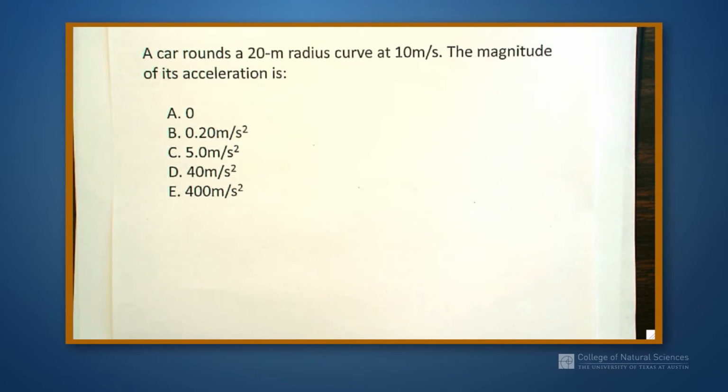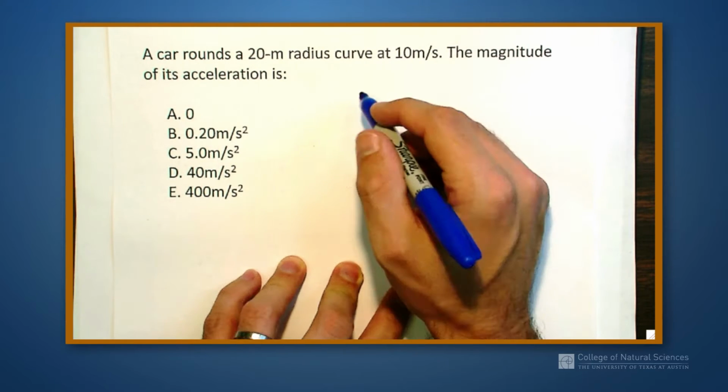So let's look at circular motion and this problem in particular. It says a car rounds a 20-meter radius curve at 10 meters per second. The magnitude of its acceleration is what? Well, first thing we want to do, look at this.